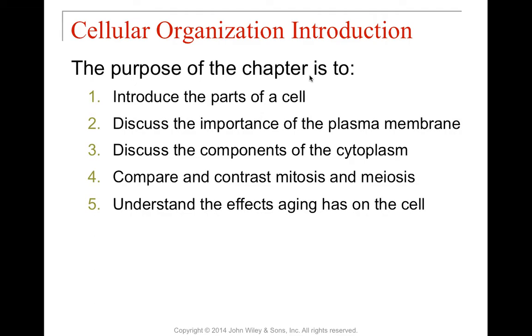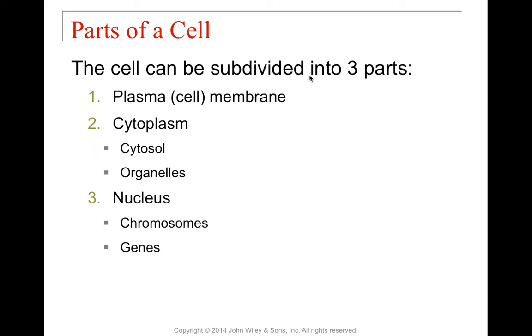To introduce what we're going to discuss this chapter, we're going to be talking about all of the different parts within a cell, including the importance of the plasma membrane, which surrounds the cell and keeps the inside separate from the outside. The inside is the cytoplasm, and we'll talk about the components of the cytoplasm. And then last but not least, we will talk about both mitosis and meiosis. So that's cellular division for normal cells, say when you cut yourself, and that's mitosis. And then also the type of cell division that occurs when we are creating sex cells or sperm and egg. And then last but not least, we will talk about the effects of aging on the cell.